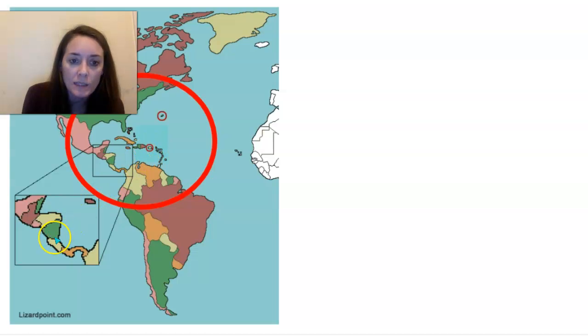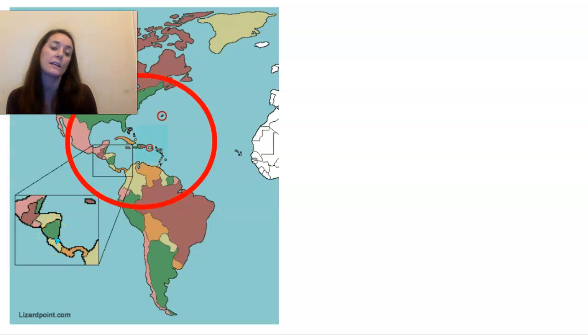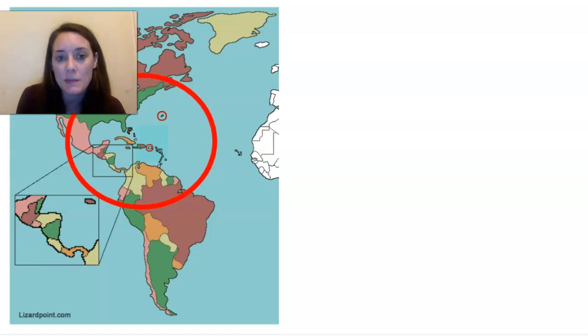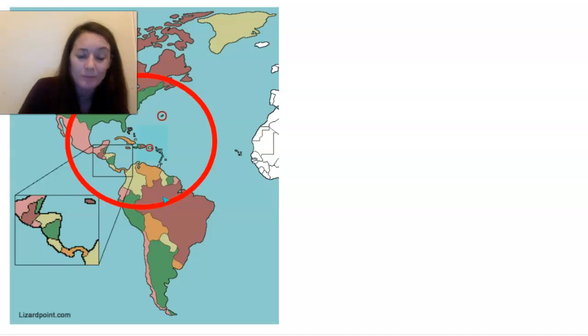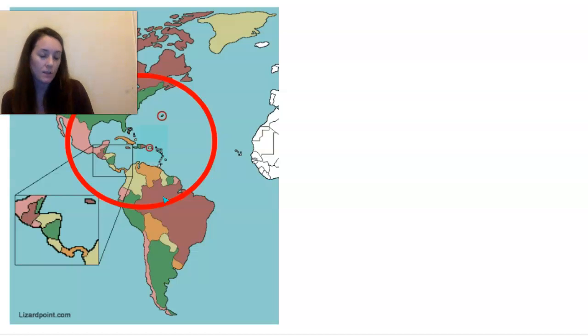And when I kind of zoom into here, he made 4 or 5 trips to this new world. And his thought was that there's got to be a way through these 2 continents that we can get to Asia. Asia just has to be around the corner, right? So he never found it, but he kept going back and forth, back and forth, back and forth.